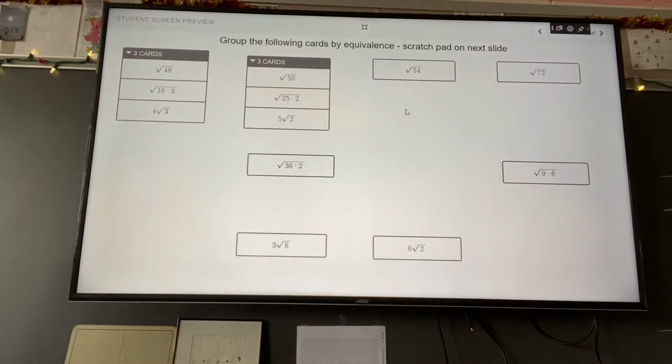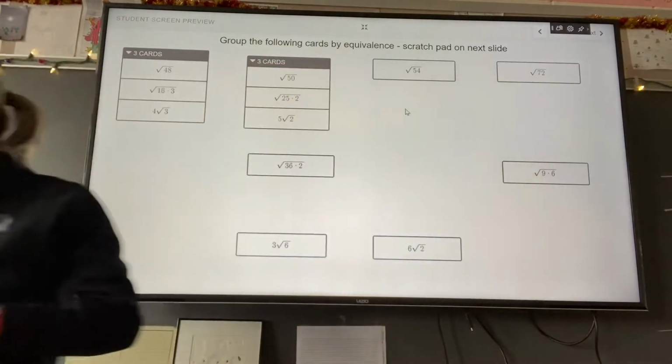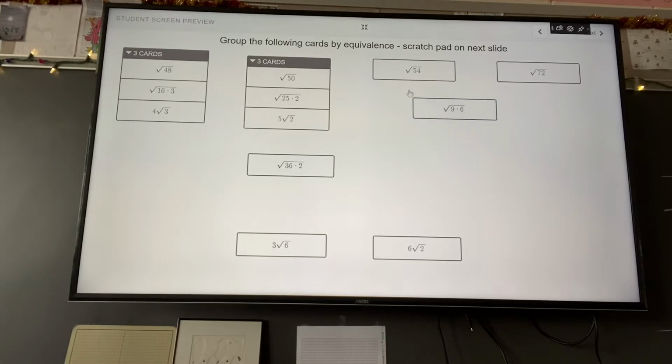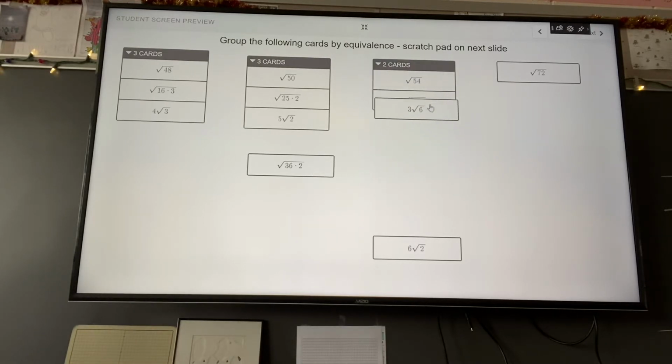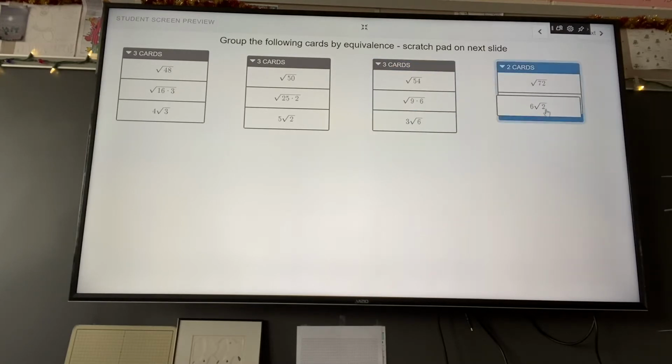Square root of 54. How are we going to break that up? Square root of 9 times 6. Okay. Square root of 9 is 3. So that's 3 root 6. And then 72 is 36 times 2. 6 root 2. Okay.